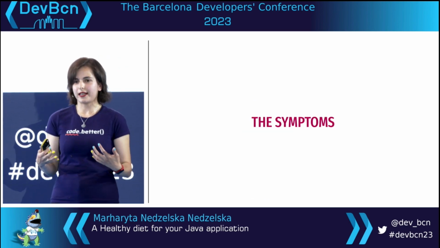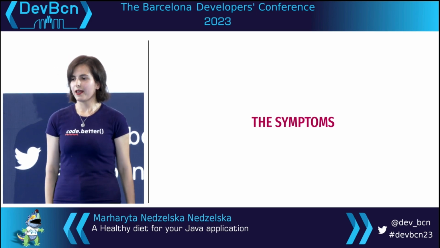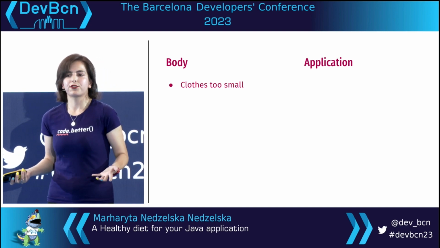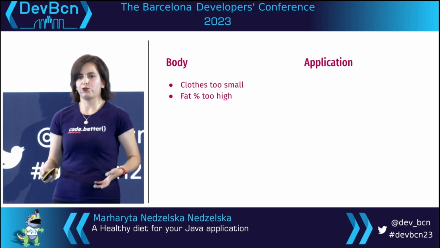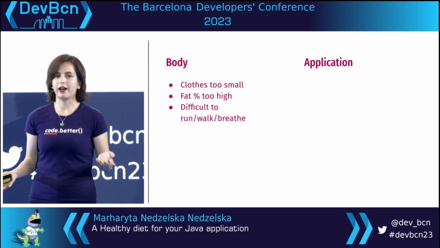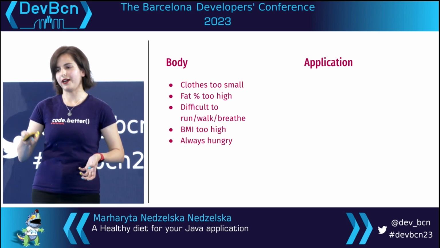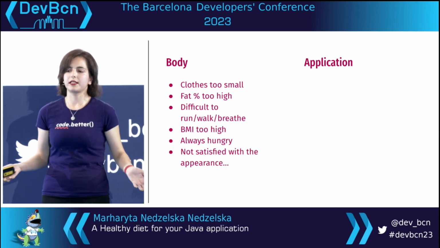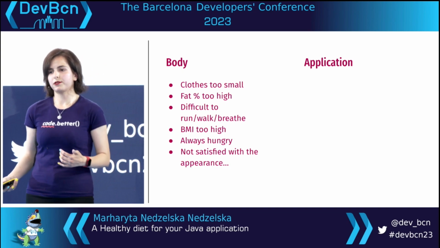So, in order to understand if we have a problem or no, there are some symptoms. If we're talking about the body, it could be like your clothes are too small, you have to buy bigger, your fat percentage is too high, you want something lower. It's maybe difficult to run, walk, do some physical activities. Your BMI is too high. You might be always hungry, and you're not satisfied with your appearance. These are the symptoms of some problems in your body.